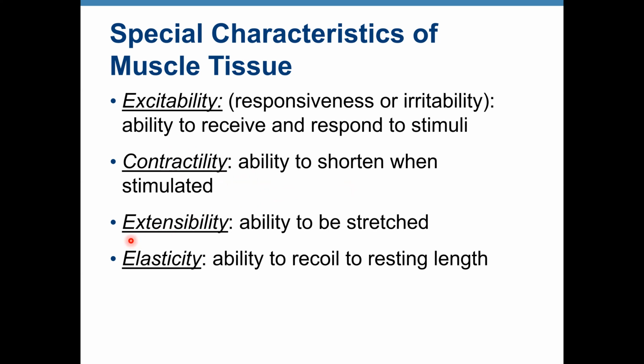Another characteristic is extensibility, the ability to stretch, and elasticity, the ability to recoil to the resting length. So excitability, contractility, extensibility, and elasticity are special characteristics of muscle tissue.